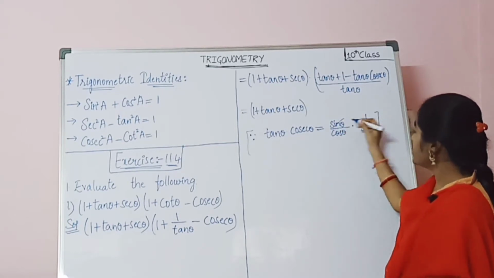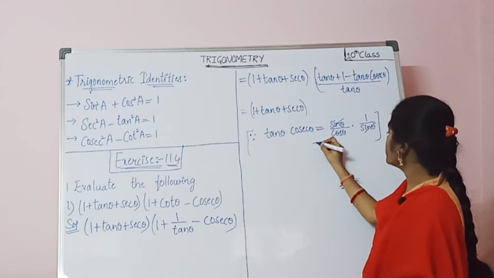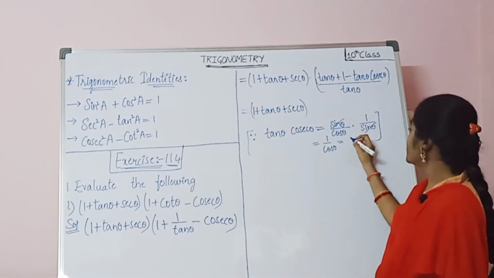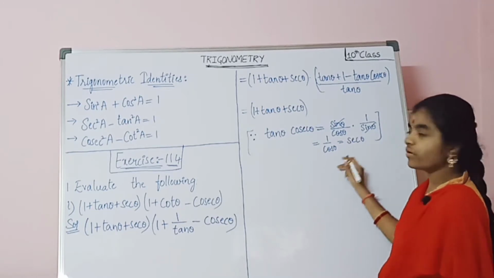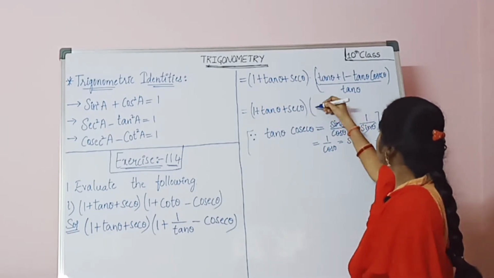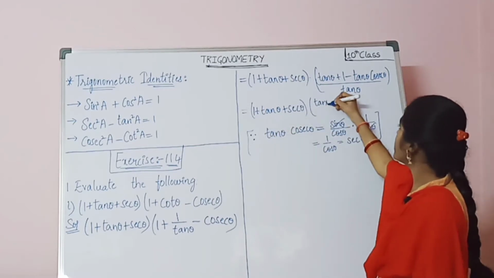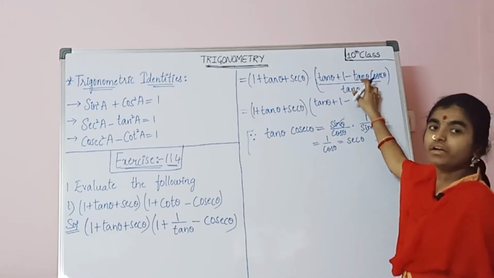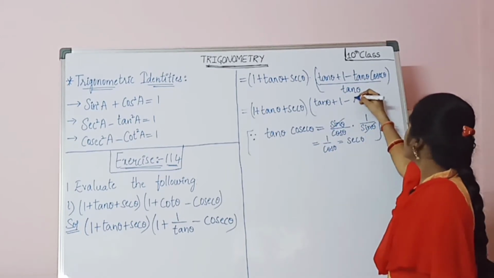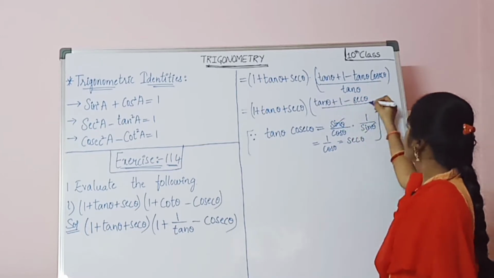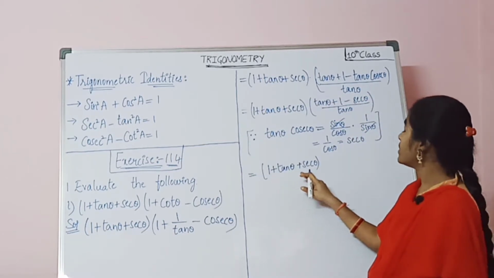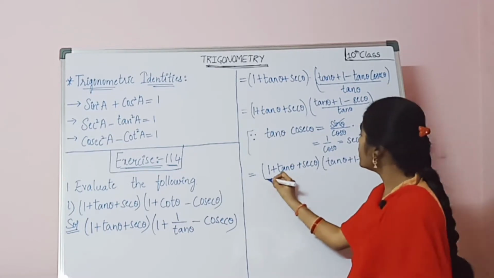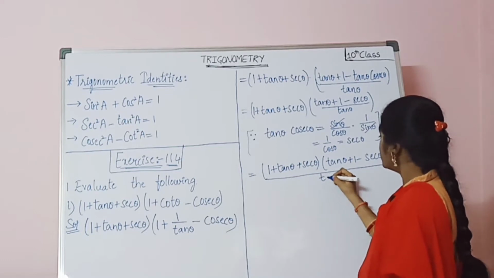Now this sin theta is cancelled. So what is remaining here? 1 by cos theta. So 1 by cos theta can be written as secant theta. So now (1 plus tan theta plus secant theta) into (tan theta plus 1 minus secant theta by tan theta).